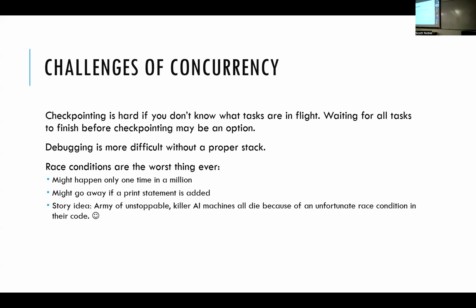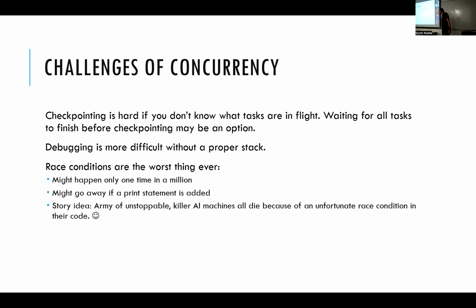So the challenges of concurrency are numerous. Checkpointing is hard if you don't know what tasks are in flight. There are all kinds of papers on various ways to do checkpointing for large concurrent systems of this nature. Debugging is more difficult without a proper stack. You're used to getting an error and a stack trace, and you say, oh yeah, I see how I got to that point and what went wrong. Very often when you've got a bunch of different tasks you've started asynchronously, you can't even tell how one task got into the queue or why it's there. So that can be very hard.